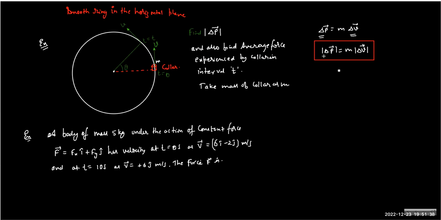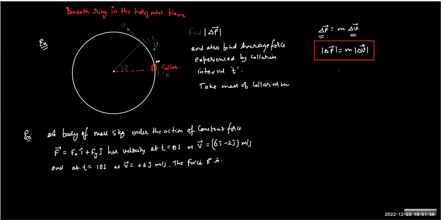Minus 3 i cap plus 4 j cap. How much? Minus 3 i cap plus 4 j cap. For which part? Second part. Okay. So the force F. So how much are you getting the force?